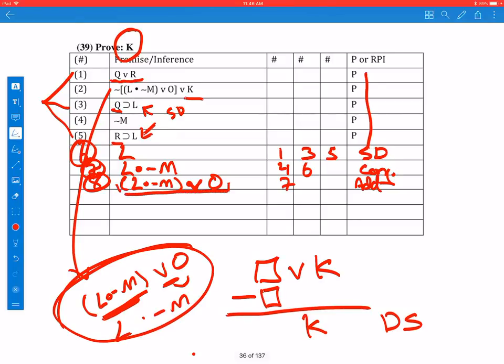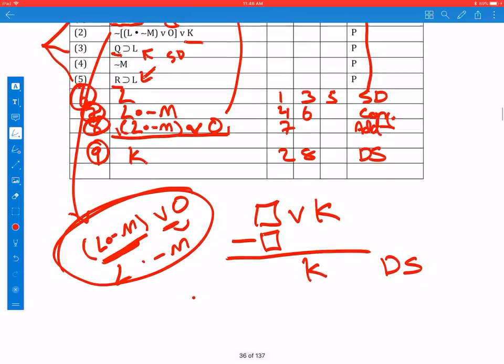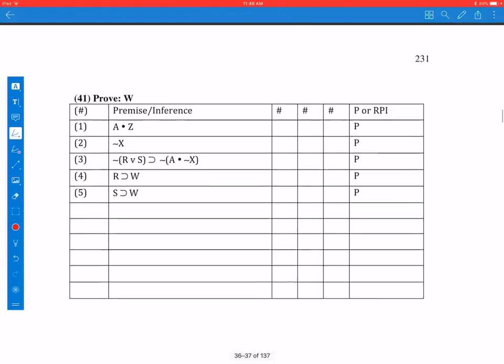So now what we have on line 8 is the opposite of the disjunct on 2 up here. So we can do a disjunctive syllogism. I'll skip a line down here to get K from 2 and 8 by DS. And we're done. All right, let's try another.